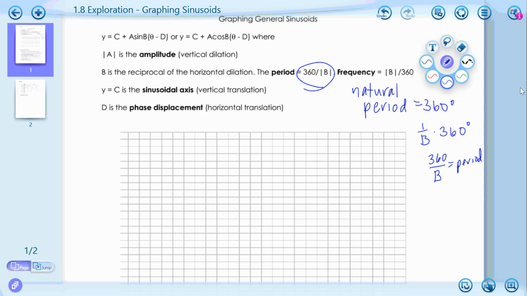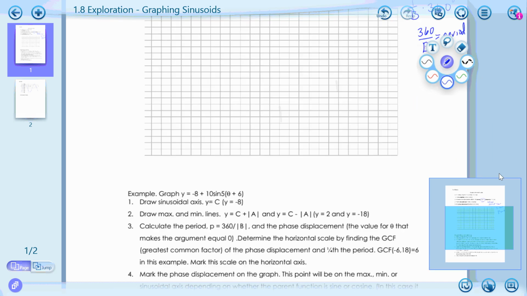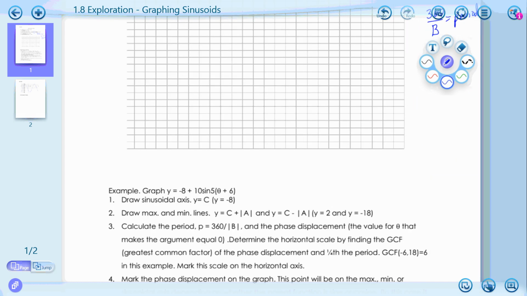So this is just the outline. We're going to look at this problem down here at the bottom. As we go through it, this should clarify some of the issues that come up, and it has step-by-step directions. So the first thing we're going to do, one, graph this function here: negative 8 plus 10 sine of 5 times negative theta plus 6. Remember that there are secret parentheses here, right? The entire argument of sine is 5 times theta plus 6.